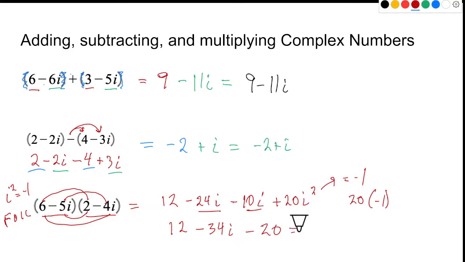Oops, we're not quite done yet. Now we've got like terms again, 12 and negative 20. So that's going to give us negative 8 minus 34i. And that's how we can add, subtract, and multiply complex numbers. You'll have some of these type of questions in the homework coming up.